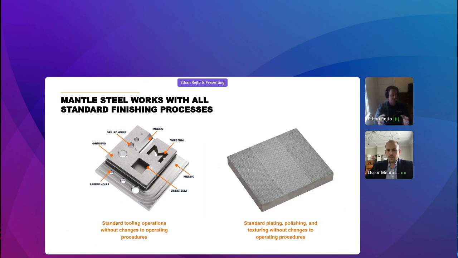All of that was able to be done without any changes to standard operations, because we totally understand that for a lot of applications, they're going to need to do a little bit of work. You're going to need to tap some holes, or maybe add some threads, or maybe do a little bit of grinding just so it sits perfectly. So you can do all of that. You can do the texturing, plating, polishing, welding. All of that can be done to our tools as well, which is really, really great.